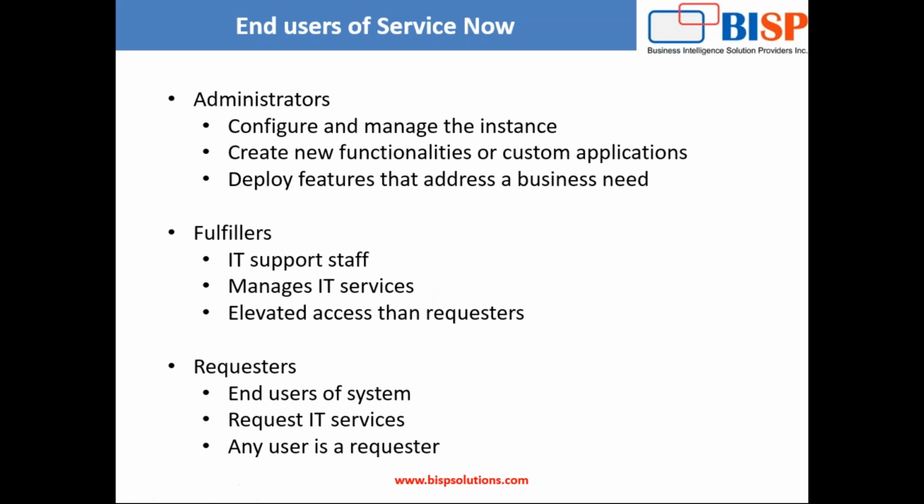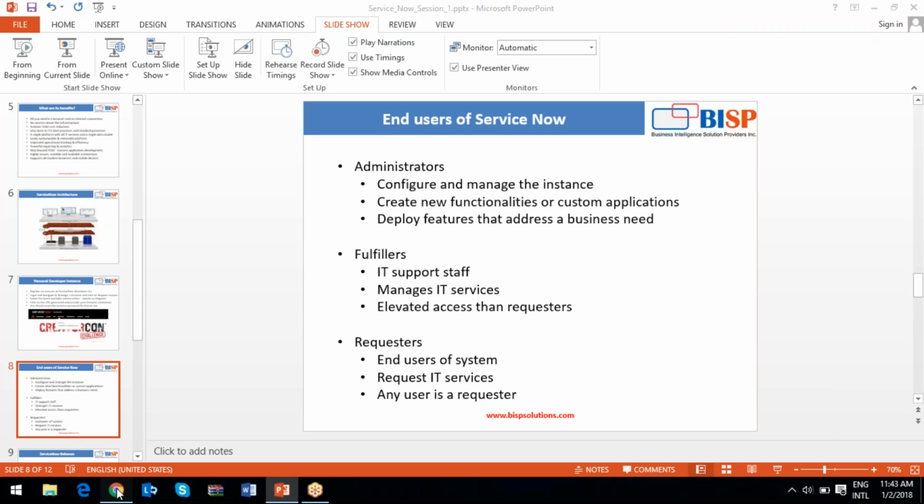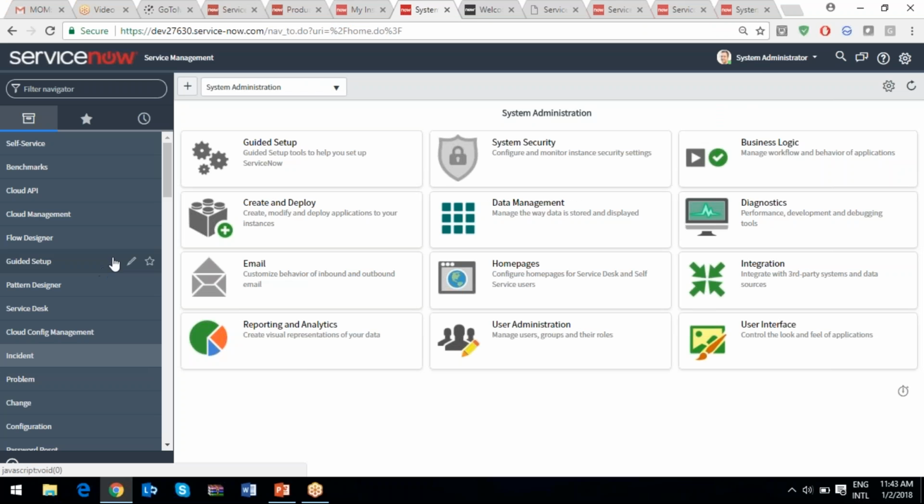The third type of users that we have are the requesters, or the end users of the system. Fulfillers basically have elevated access compared to the requesters. Since they need to manage these IT services, they have some advanced UIs provided to them. So let's see how the interface looks for a fulfiller. Now I have logged in as an administrator. There is an important feature called impersonation, which is only available to admin users. So admin users can impersonate any other user.